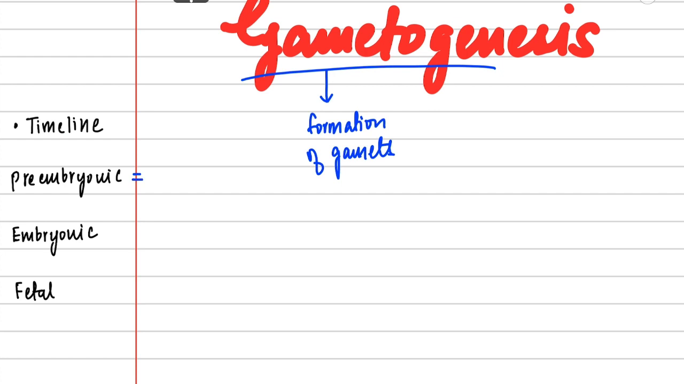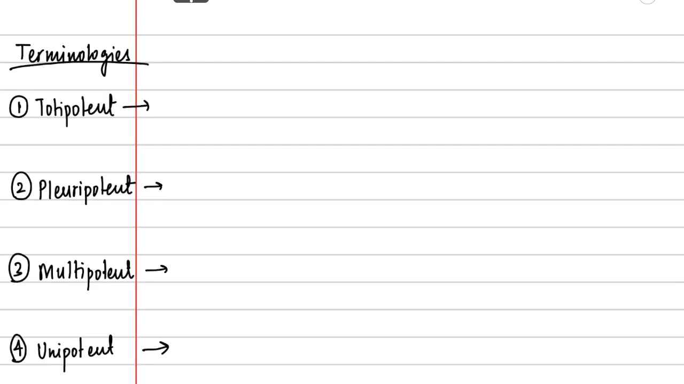Pre-embryonic timeline is nothing but 0 to 2 weeks. From 3 weeks till 8 weeks, it is known as embryonic period. From 9th week onwards till birth, this time period is known as the fetal period. So now let us look at some of the terminologies related to embryology.